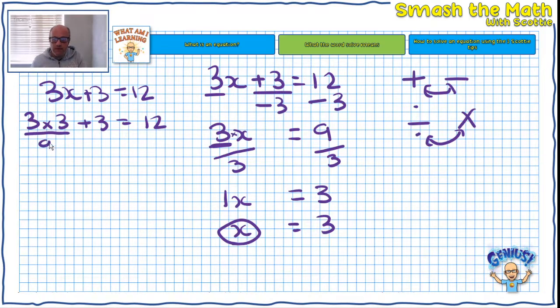So 3 times 3 is 9. 9 plus 3 is 12. Brilliant. I am correct. So I've solved this equation now. I have now found what x is. It's equal to 3. And that's how you solve an equation.